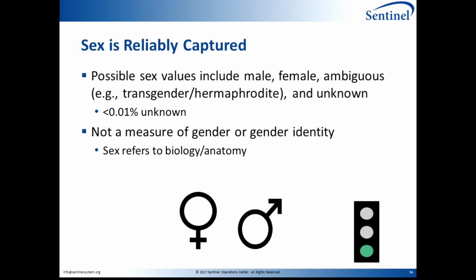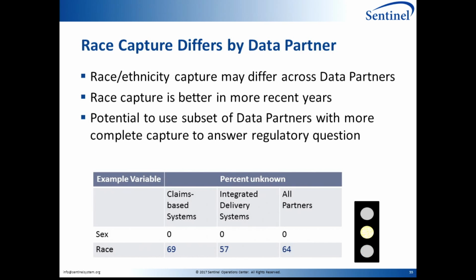Sex is reliably captured, and obviously it's very rarely unpopulated: male, female, and there is obviously a category for ambiguous and unknown, although I'll note that less than 0.01% is unknown. And I'll pause just to comment that this is not a measure of gender or gender identity, that this is the sex that refers to the biology or anatomy. But again, this is recorded well, and I doubt that many in the room have had a mismatch in your insurance of what sex you are based on reporting at open enrollment.